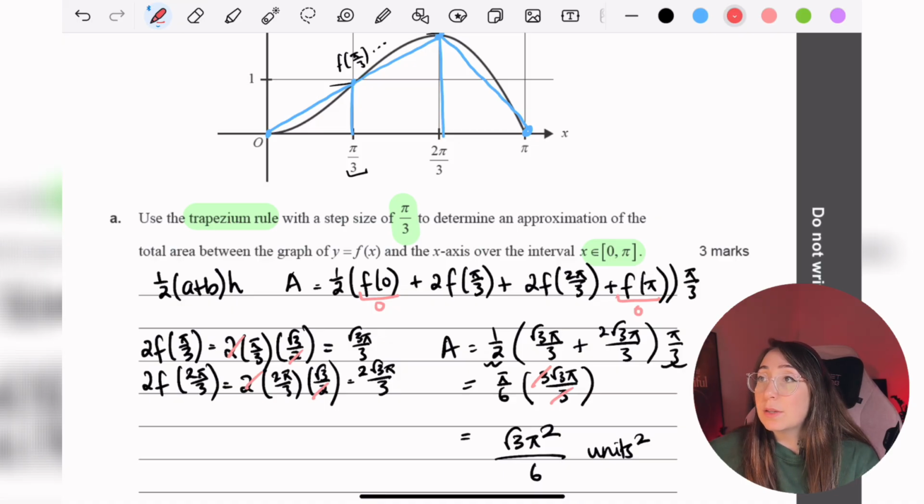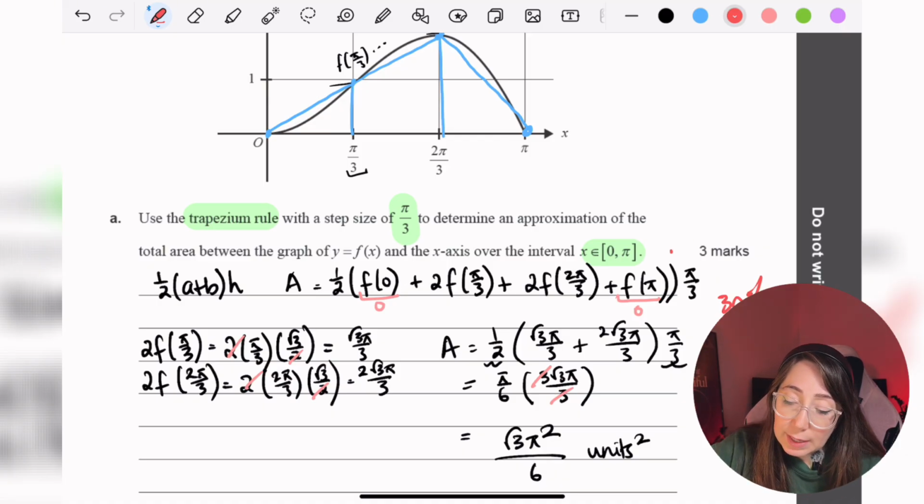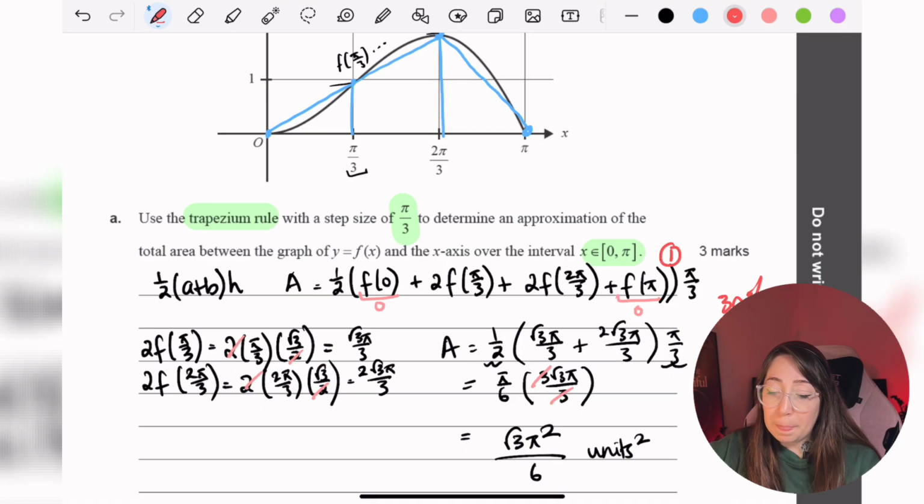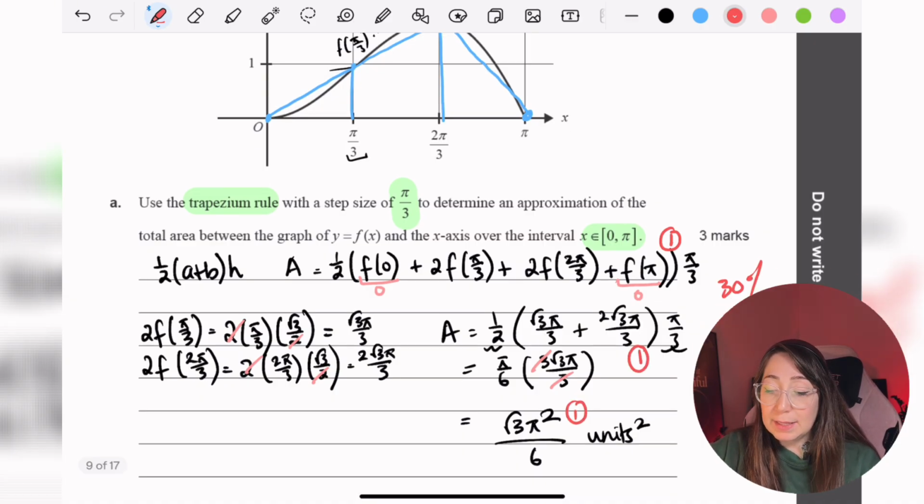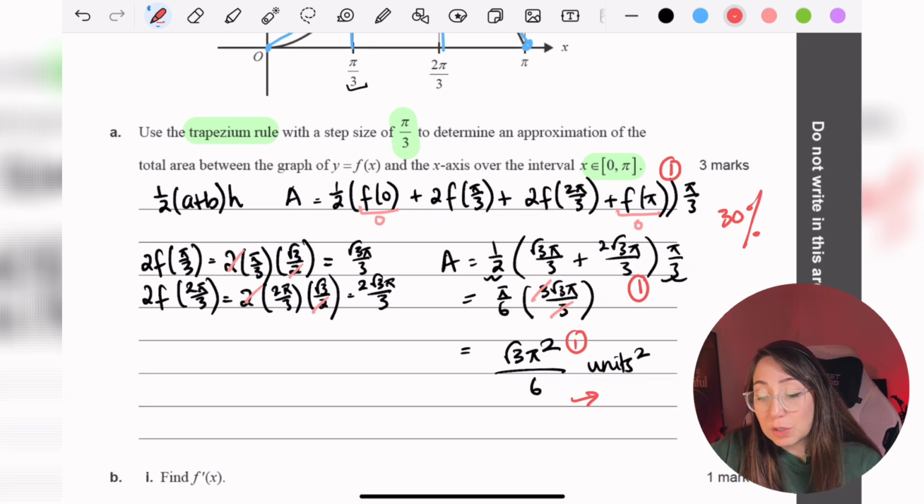So in terms of the examiner's report, we'll have 30% of students that were able to get full marks for this question. The marks lay in the first part, setting up the trapezium rule itself. The second part was evaluating the values or finding the heights. And then the third part was providing an answer. And they did note that the answer was okay to be unsimplified. So it didn't really matter what form you gave it in. As long as it's the correct answer, they were able to give you the full marks for that.